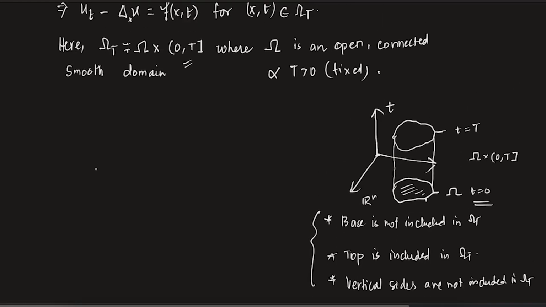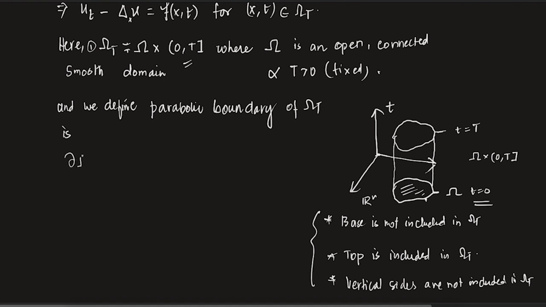Now we'll define another important property. So this is omega t. This is one, and we define, okay, here are the things which make the parabolic equation a little complicated: we define a new boundary, a parabolic boundary. What is the parabolic boundary? We will write it like this, of omega t, which is given by del omega t. Clear? That's your parabolic boundary.